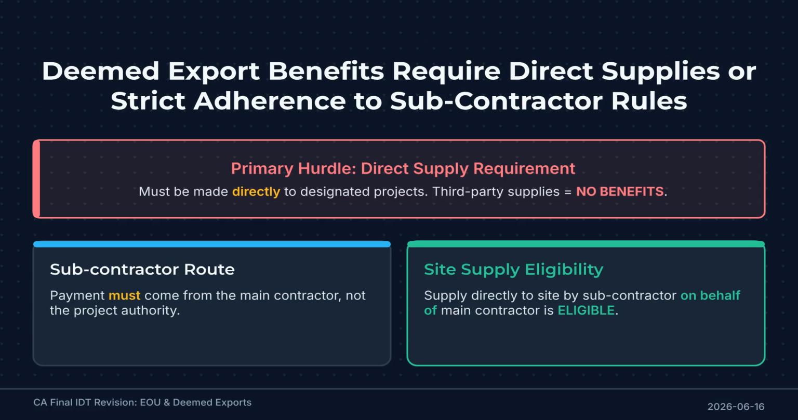While the benefits are attractive, the conditions are equally important. The first and most critical requirement is direct supply. Goods must be supplied directly to the designated project or eligible entity. Third-party supplies generally do not qualify. In cases involving subcontractors, payment must come from the main contractor rather than the project authority. Another important rule relates to site supplies. If an Indian subcontractor supplies domestically manufactured goods directly to the project site on behalf of the main contractor, the supply can still qualify for deemed export benefits, subject to prescribed conditions.